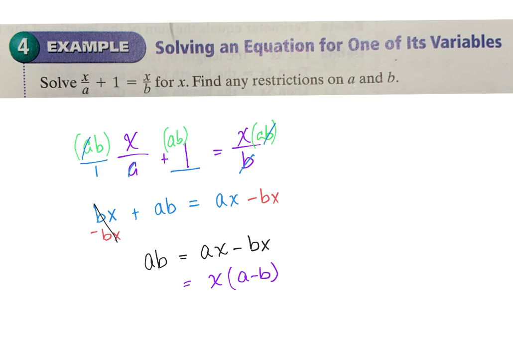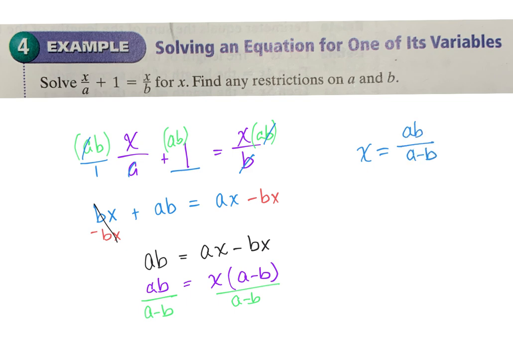At this point, if I'm solving for my X, just like I was solving for my H, I can now divide by the entire group, okay? So I can say divided by A minus B, divided by A minus B, right? And so my X is going to equal AB over A minus B.